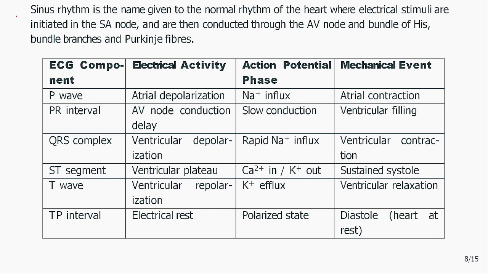Now this rhythm, P, Q, R, S, then T, repeats, and this is called sinus rhythm. This name is given to the normal rhythm of the heart where electrical stimuli are initiated in the SA node and then conducted through the AV node, then the bundle of His and bundle branches, then through the Purkinje fibers. Now, in this table you will find a summary of the above discussion.